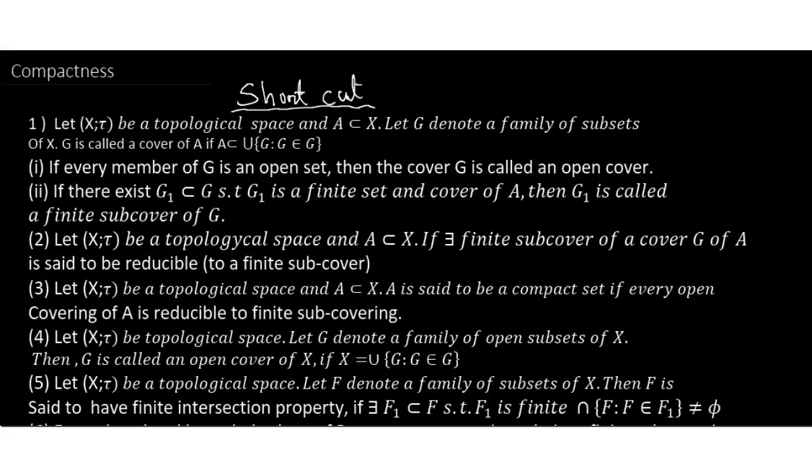Today's discussion is compactness. Let (X, tau) be a topological space and A a subset of X. Let G denote a family of subsets of X. Must remember, friends, G denotes a family of subsets of X. G is called a cover of A if A is a subset of the union of G such that G belongs to G. If every member of G is an open set, then the cover G is called an open cover.